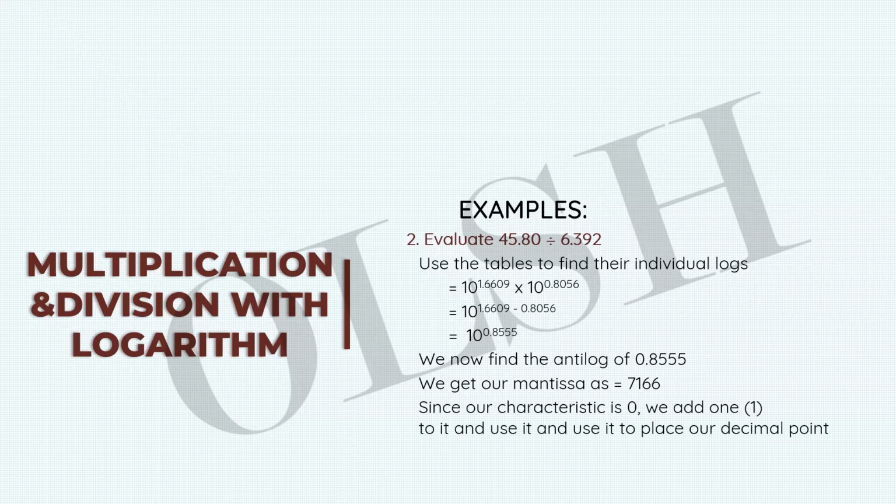Since our characteristic is 0, we add 1 to it and use it to place our decimal point. So if we do that, we're going to have 7.166 in this case because we are moving our decimal place 1 step to the right.